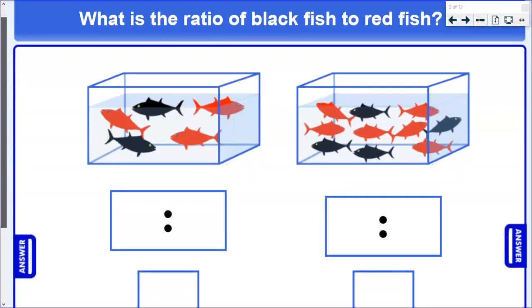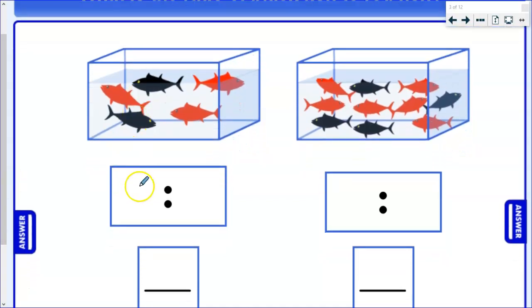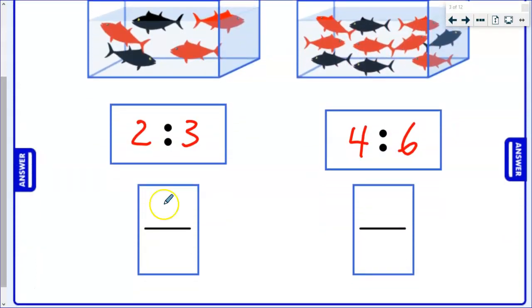All right, here it asks, what's the ratio of black fish to red fish? So we'd have 2 black fish, 3 red fish, and then 4 black fish, 6 red fish. And then if we were putting this into a fraction, it would look like this.